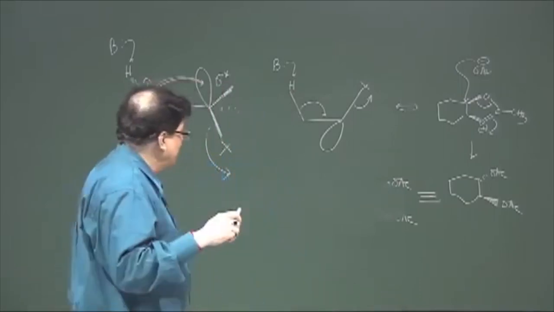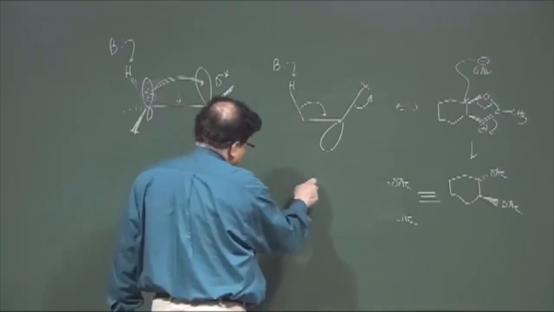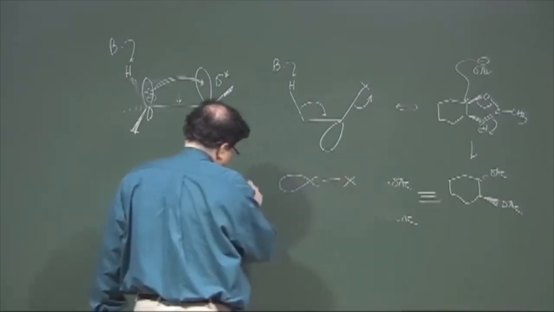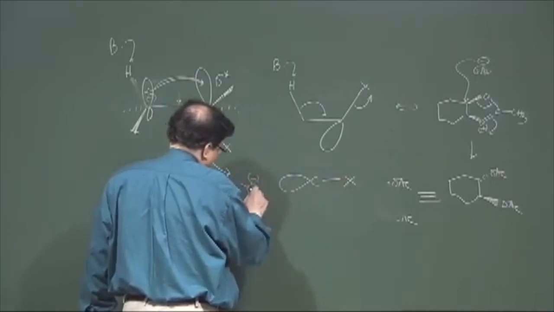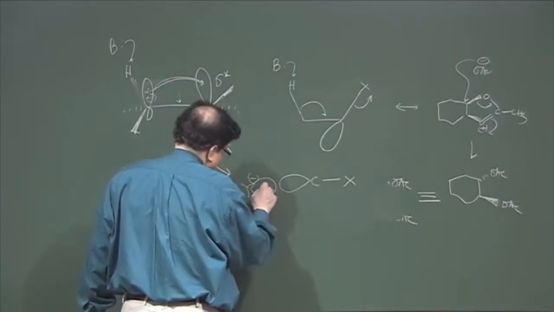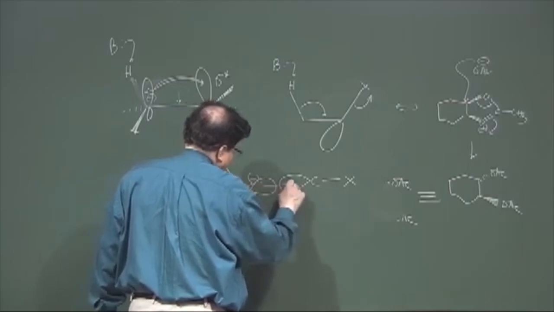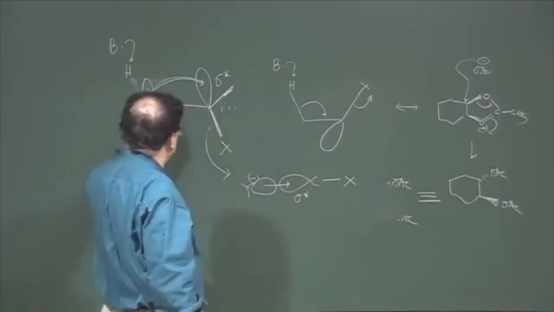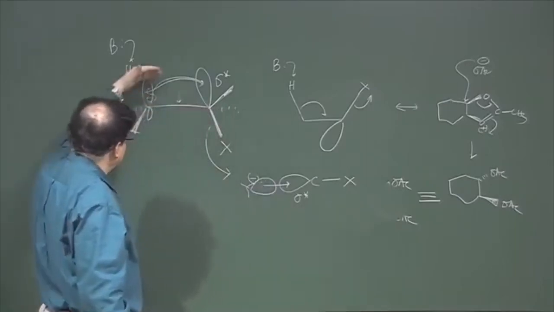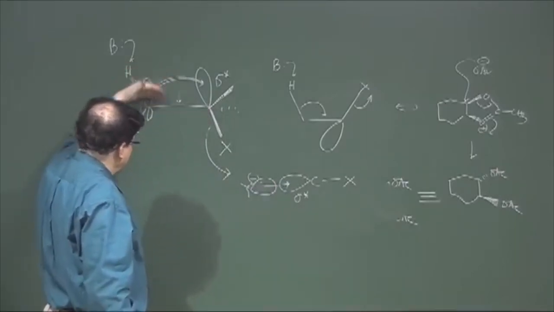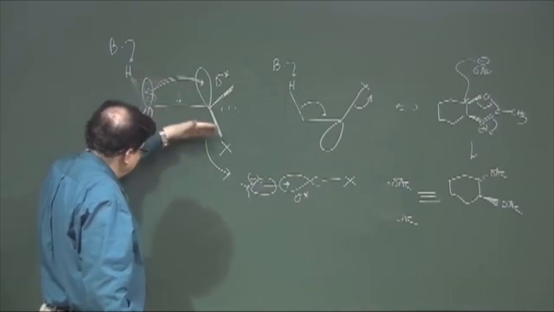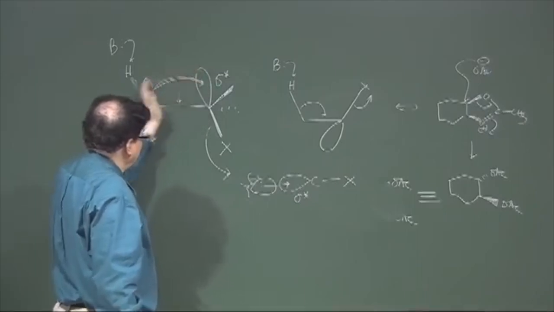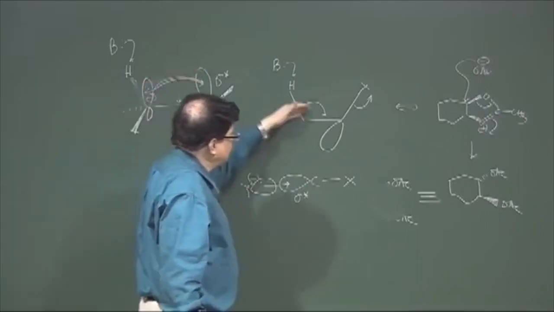In SN2, the backside attack takes place because the backside has the antibonding empty orbital, and this is the nucleophile. So the nucleophile orbital, that is filled up with electrons, can efficiently overlap with the sigma star. So it's very similar. Now instead of the nucleophile, you have a negative charge, and the negative charge is placed on the front side. Front means upside, and here the upside you have the antibonding orbital. So there will be efficient overlap between these two. In this case, it is not possible.